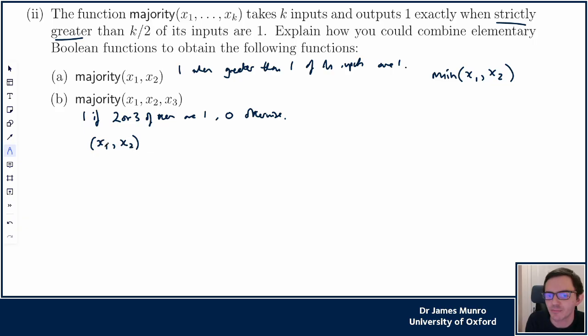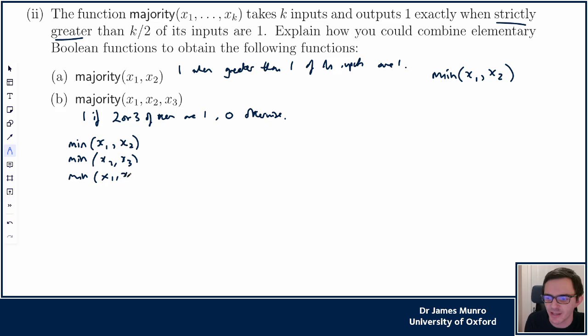If they're both 1, then we should return 1, because we've got a kind of majority just from those 2. If both of them are 1, well, what's 1 if both of them are 1 and 0? Otherwise that's min again. So maybe I could take this one is 1 if the first 2. I'm also sort of thinking of min of the other pairs as well.